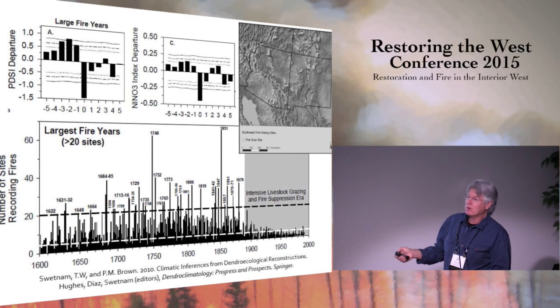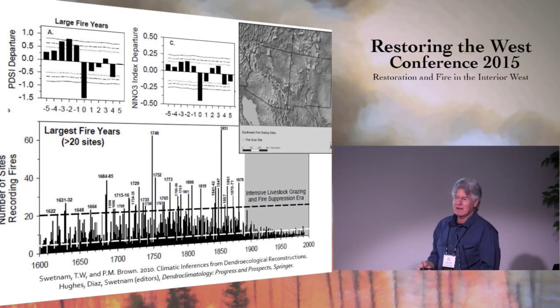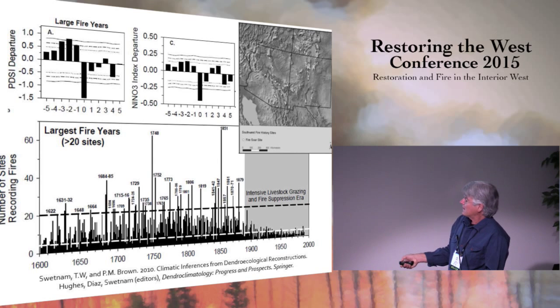So, some examples now. I just want to go through these fairly quickly, but probably some of you are familiar with these. This is the latest iteration of a classic one that Tom Swetnam and students have been working on for years, since the late 1980s. Not that far back. But anyway, you can see the time span down here, 1600. This is a network of about 100 sites right now around Arizona, New Mexico, and a couple from northern Mexico as well, and just the number of sites recording fire through time.